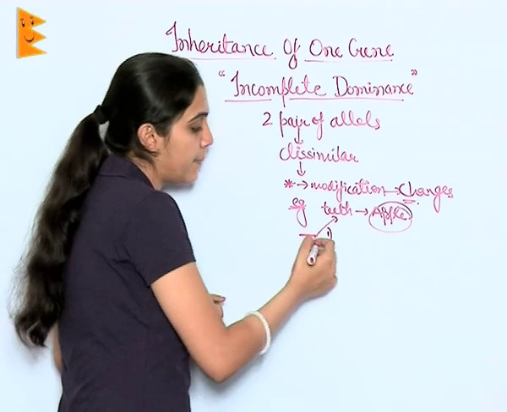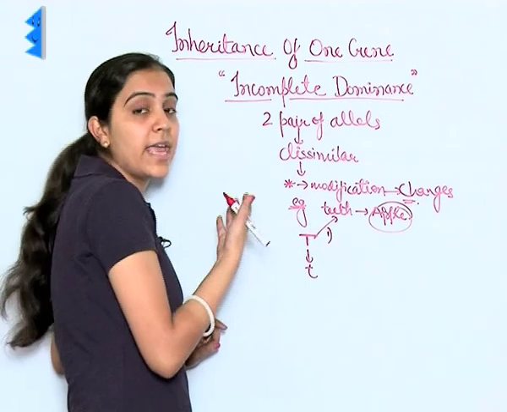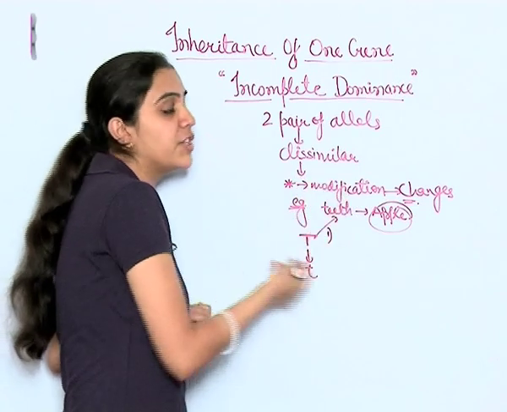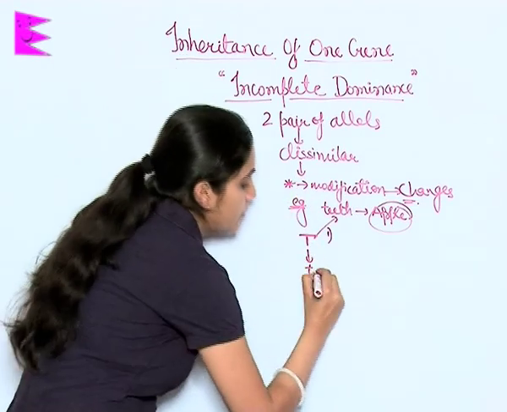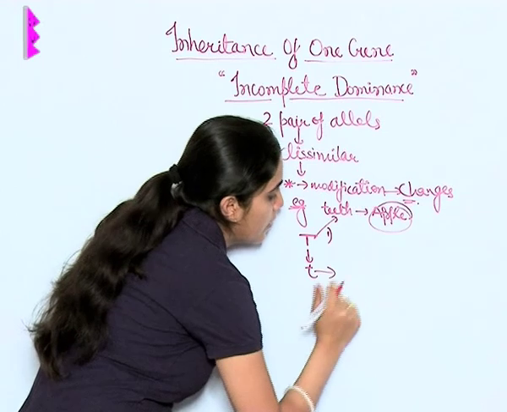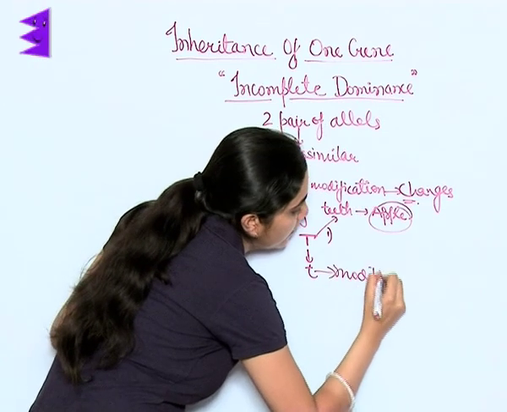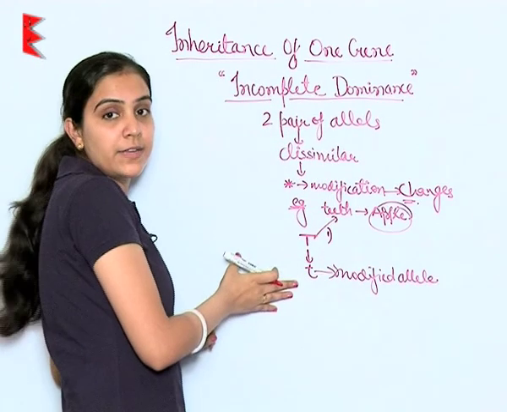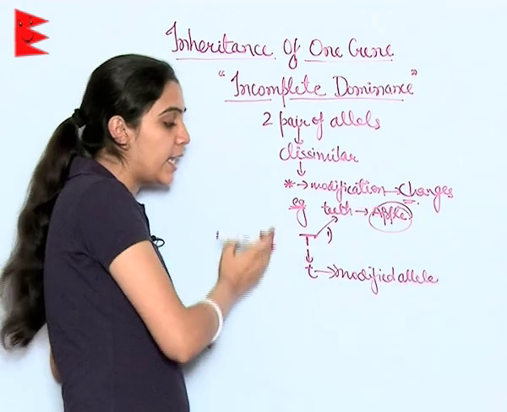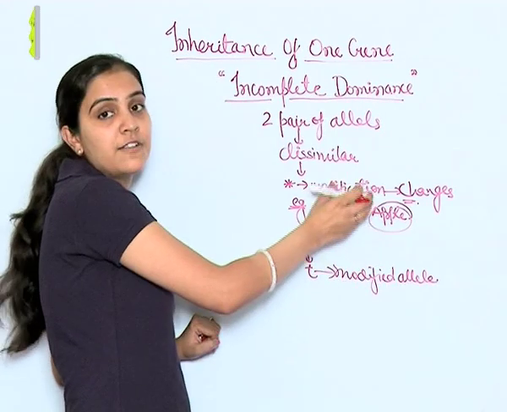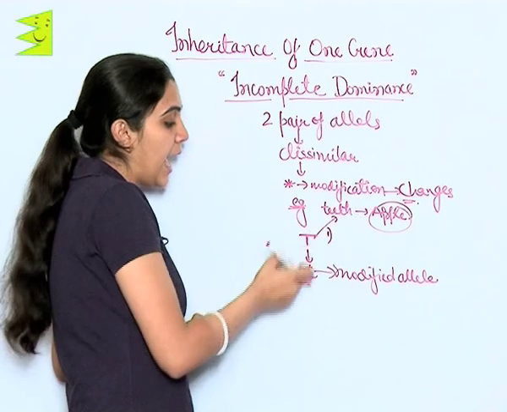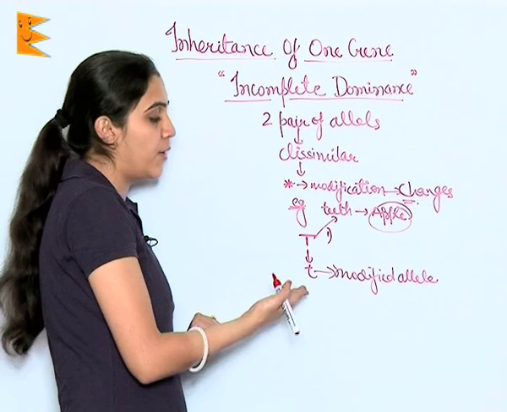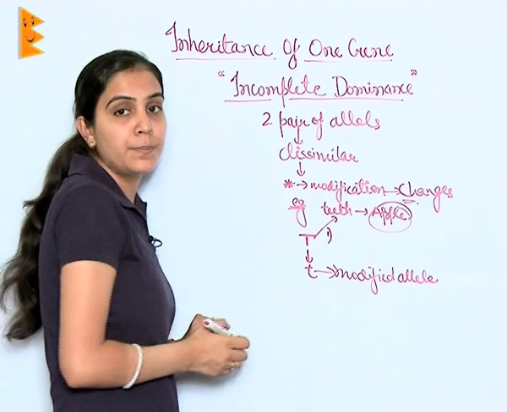But it may happen that it may not produce any teeth at all, or it may produce non-functioning teeth which cannot chew an apple. So this modified allele, which is recessive in nature, when expressed, gives the difference in the phenotype, and the unmodified allele is responsible for the normal phenotype and normal functioning. This is known as incomplete dominance.